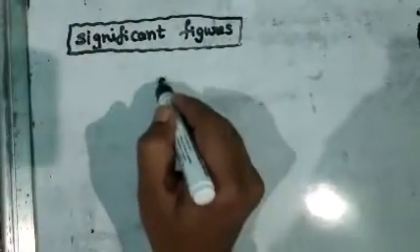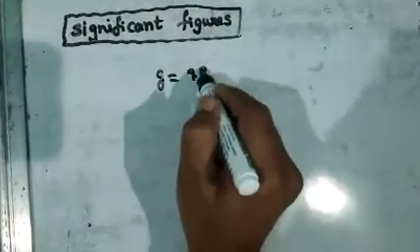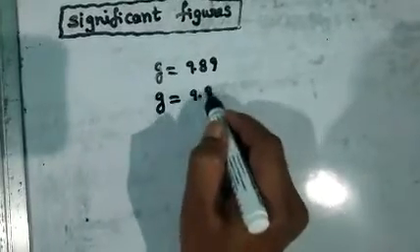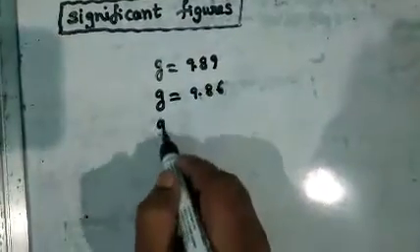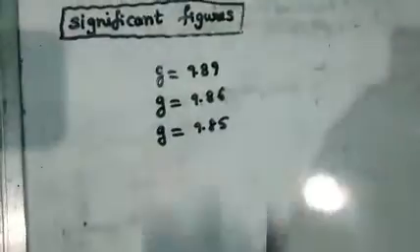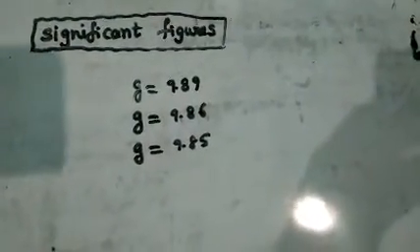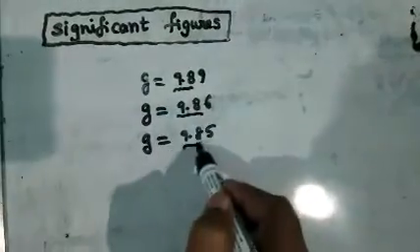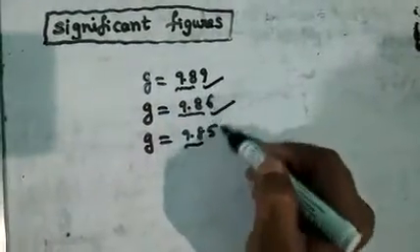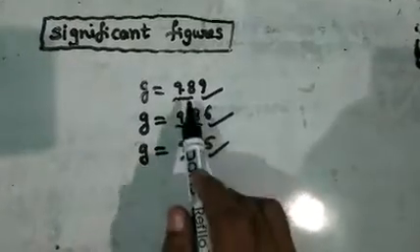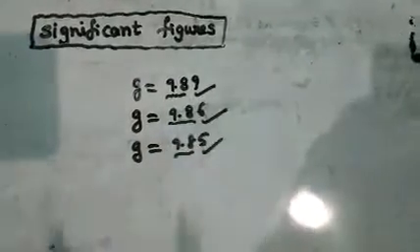Suppose I measure a physical quantity, let's say acceleration due to gravity, small g. I got 9.89. Another student got 9.86. Another student got 9.85. So, these are the values of acceleration due to gravity. If you see, up to 9.8 it is common, but here the last digit is changing. So 9.8 is common everywhere, only the last digit is changing.